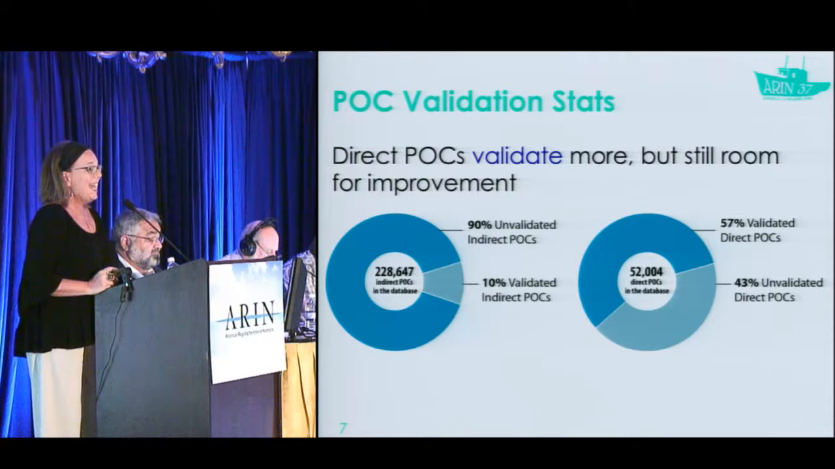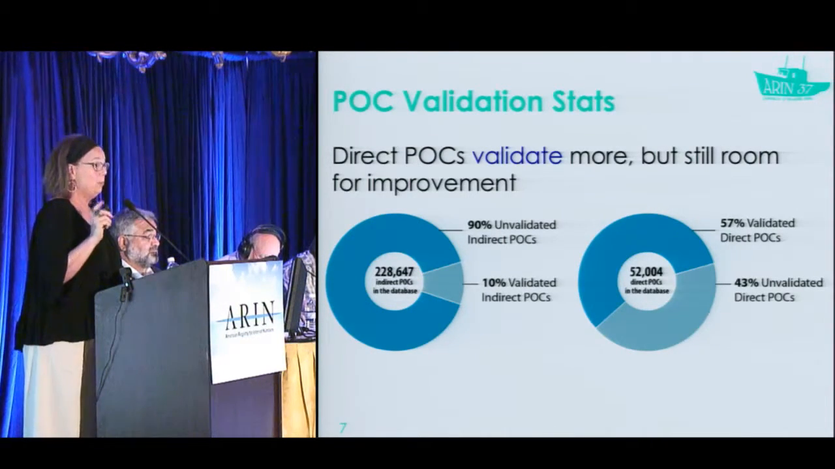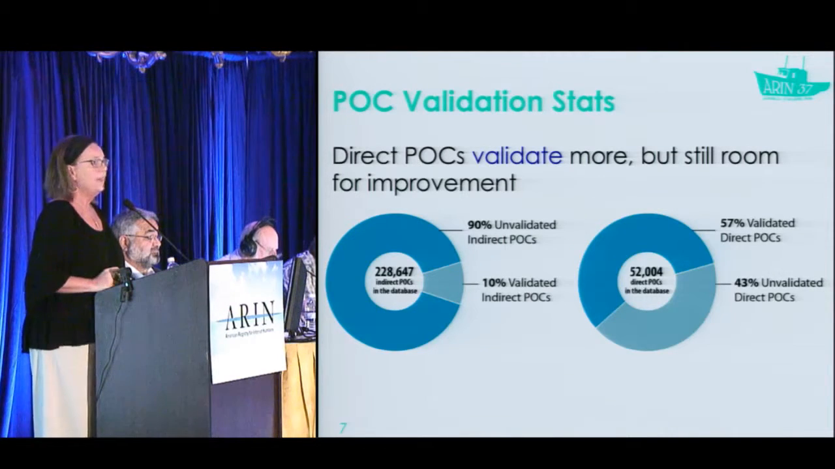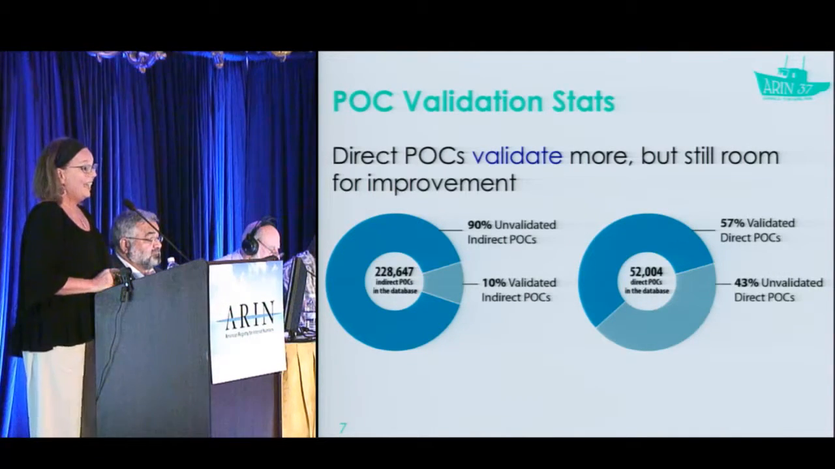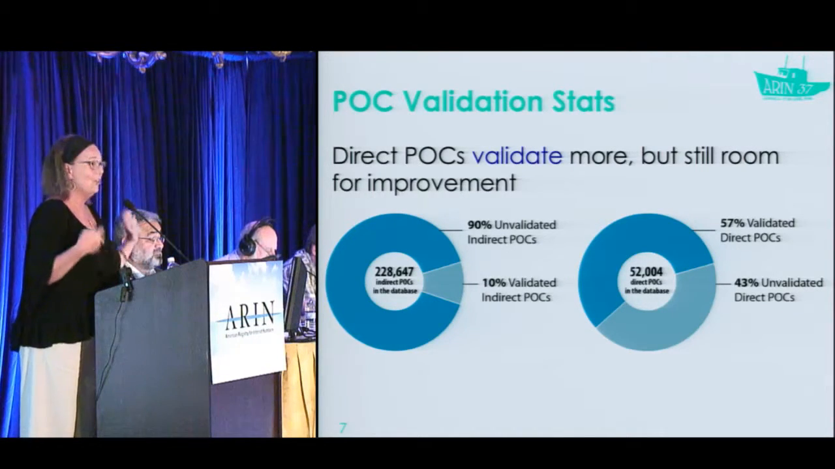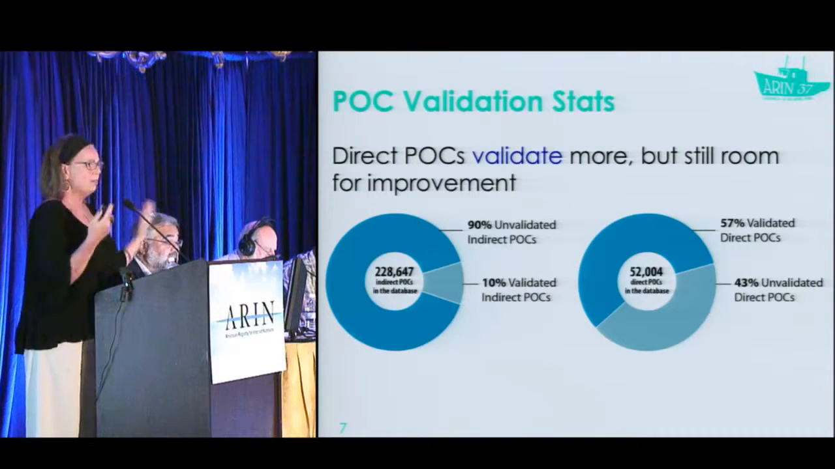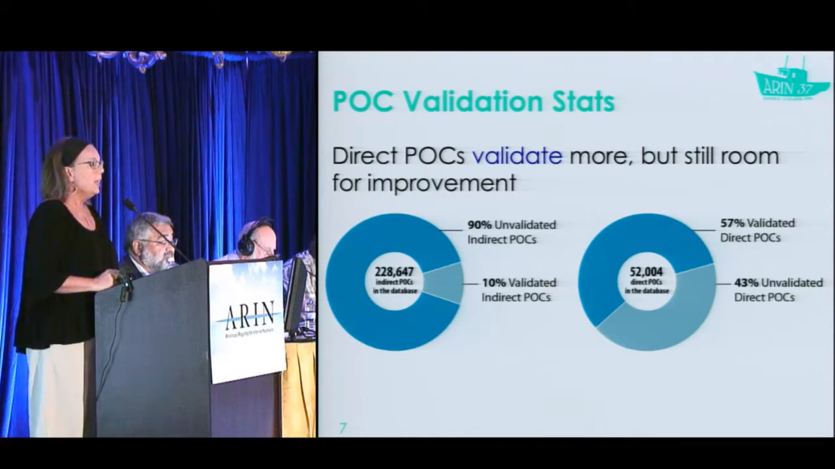So out of the 228,647 indirects, 90% of them have not validated their point of contact. 90% have not validated their point of contact records, and only 10% have. And mostly it's because they don't know who ARIN is, they don't understand what they're doing, they don't know why they have to validate. They're not receiving a lot of information from ARIN or their upstream about it. So we're trying to make some changes there.